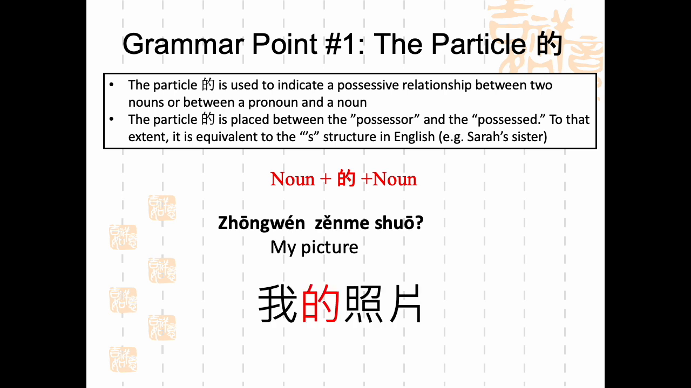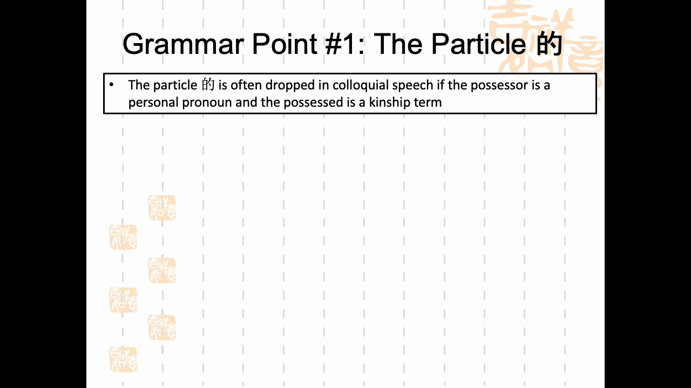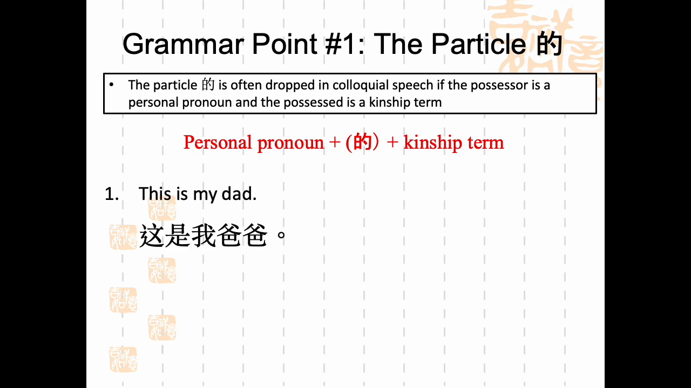One important thing to bear in mind here with the particle de is that oftentimes it's dropped in speech if the possessor is a personal pronoun and the possessed is a kinship term. So personal pronouns can be I, he, him, her, she, etc. So basically the pattern will be a personal pronoun, and then oftentimes in speech you'll drop the de and then you'll add the kinship term. So let's practice.